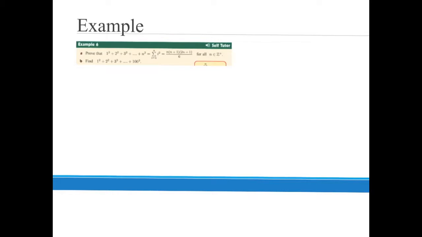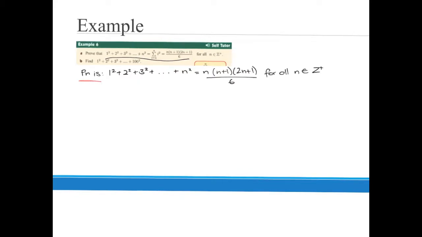So we want to prove that this wonderful looking equation here is equal to that for all n within the positive integers. So the first thing you always need to do is create a statement, which is your proposition or your conjecture. To save us some time, I just wrote it out. So this is our proposition. Our proposition is almost restating the question, but it's saying that Pn is blah, blah, blah, blah for all n within the positive integers.